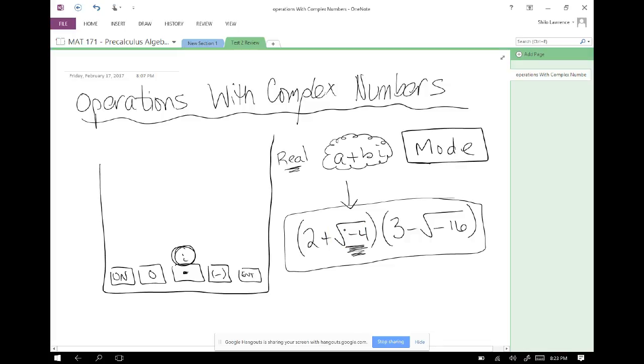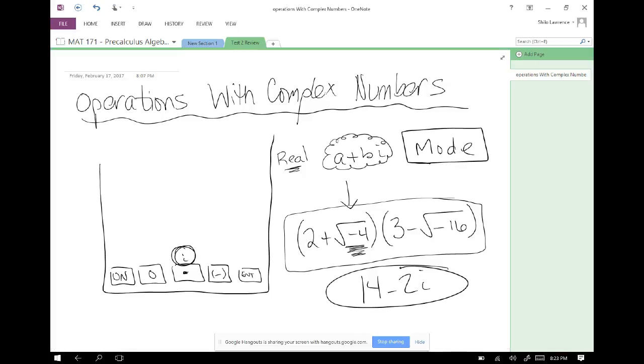So if I put my calculator in a plus bi mode, then I can type this entire thing in. 2 plus the square root of -4 times 3 minus the square root of -16, and hit enter, and my calculator says 14 minus 2i. I didn't have to convert either of those to i's. I didn't have to do the foiling or the simplifying. The calculator did the whole thing for me.